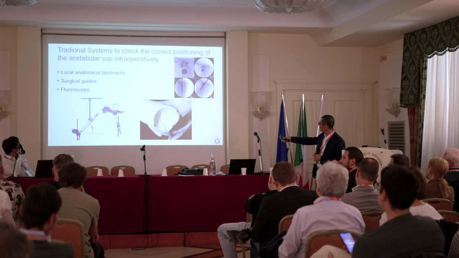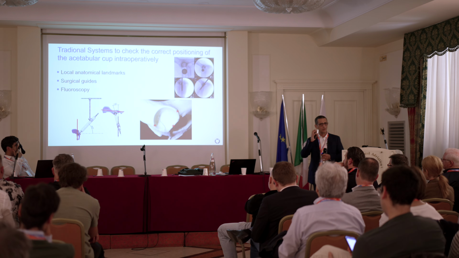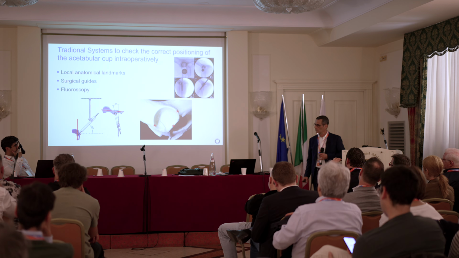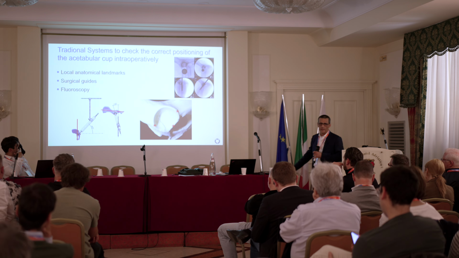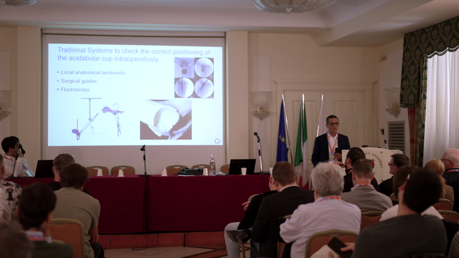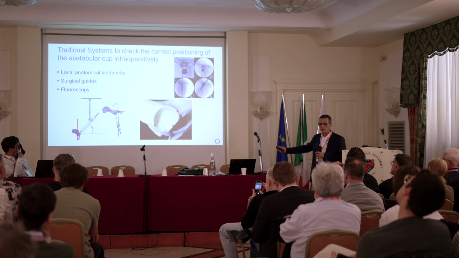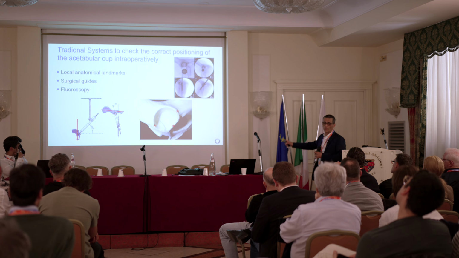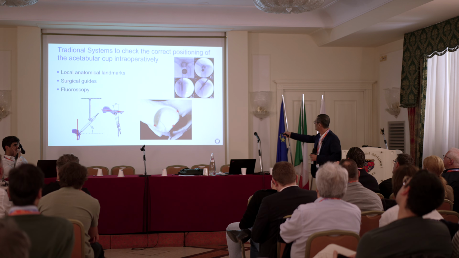Local anatomical landmarks: it means we know the acetabulum and we try to put our instrument, the reamer, our cup, in the correct position in relation to the acetabulum. The second system is this surgical guide. This surgical guide helps you as a spatial reference in order to obtain 45 degrees and 15, 20 degrees. And fluoroscopy. We use fluoroscopy during the surgery to check the alignment.